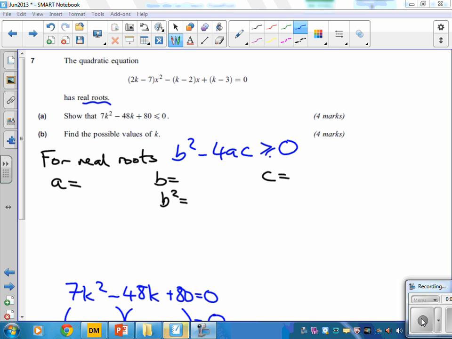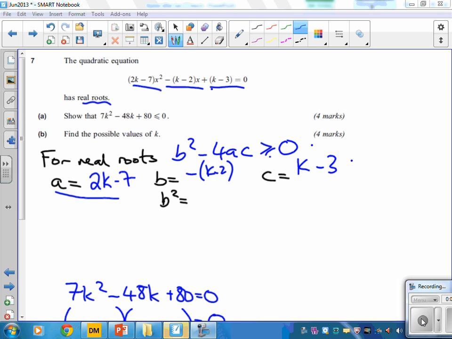Your first job is then to say, well, what is a? A is the number of x squareds here. So we've got 2k take away 7. What is b? B is the number of x's. So I've got minus k minus 2 of them. And c is the number on the end, this k minus 3 on the end here. So first job, write those things out. You're probably going to get a mark for this and maybe for that bit there.